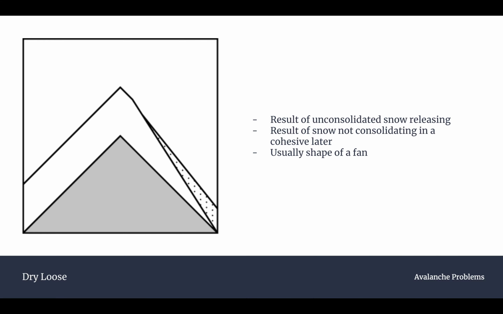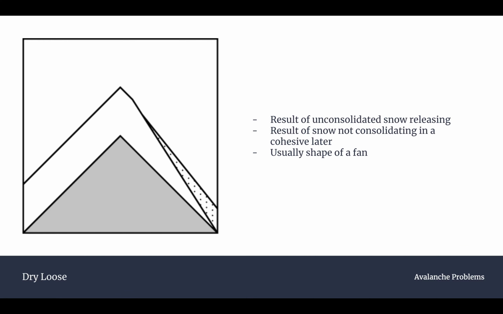So the first avalanche problem is a dry loose avalanche. This is a result of unconsolidated snow releasing. Basically this is snow that's not settled into a cohesive layer. And it usually starts from a point and goes in a fan shape from there. So if you imagine sugar, this is pretty much that. It's not faceted snow, but it is very loose, unconsolidated snow that has an easy time cascading down the slope.